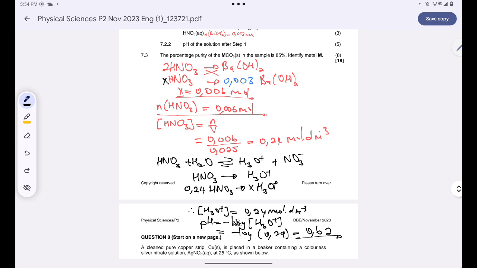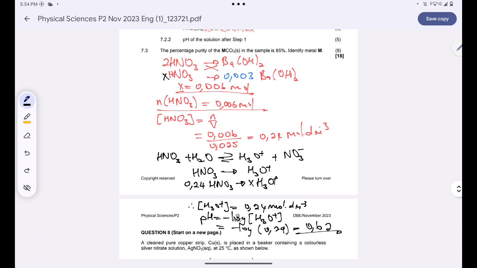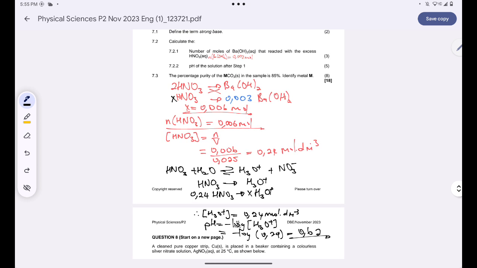I then found the concentration of my acid which was in excess, and then I used my ratio and proportion to find the concentration of the hydronium ions. After finding the concentration of the hydronium ions, I then calculated the pH of the solution, and I got 0.61978. I just rounded off to 2 decimal places, which is 0.62. Are we together?